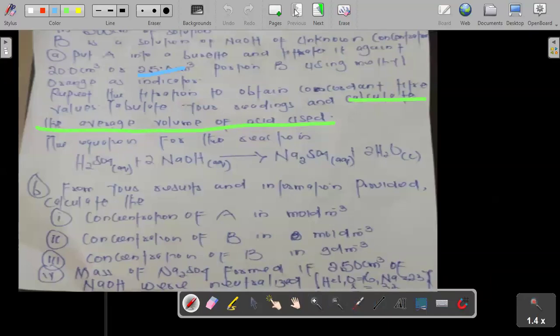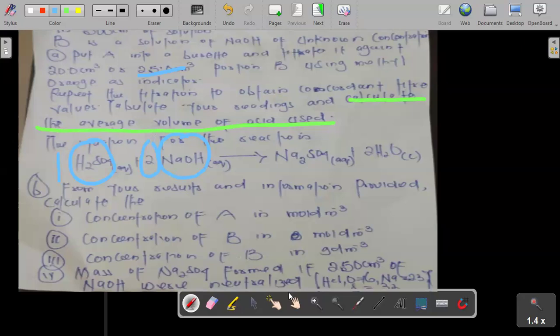Now, the second question for the reaction is this. This is the acid, H2SO4, this is the base. How many moles of the acid reacted? 1. How many moles of the base reacted? 2. So take note of that. So the mole ratio of the acid to base is 1:2. Take note. So say from your results and information provided, what is the information provided?